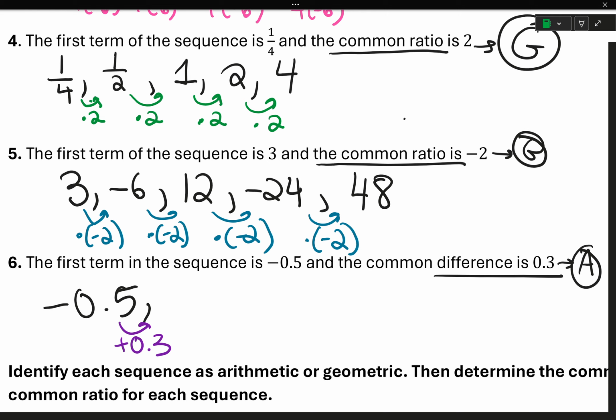-0.5 plus 0.3 is -0.2. -0.2 plus 0.3 is 0.1. 0.1 plus 0.3 is 0.4.